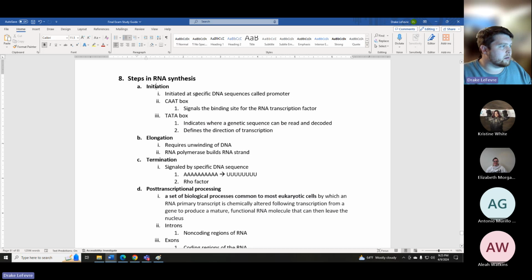Initiation, where you have a promoter. There's a specific DNA sequence that's called the promoter, also known as the CAT box or a TATA box. He doesn't really ask questions about these. These are a little bit more specific. Just recognize the names, CAT and TATA, as talking about a promoter. That's the way he's going to ask that kind of question if he does ask it. That's a little bit above what we really get into.